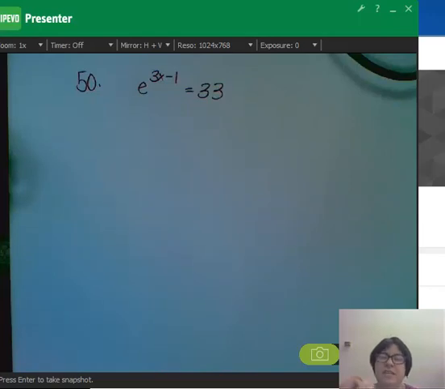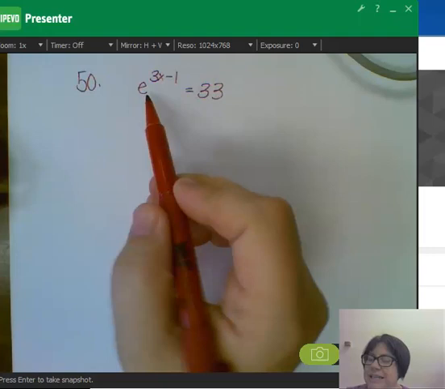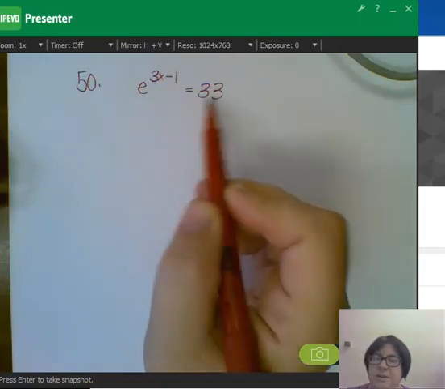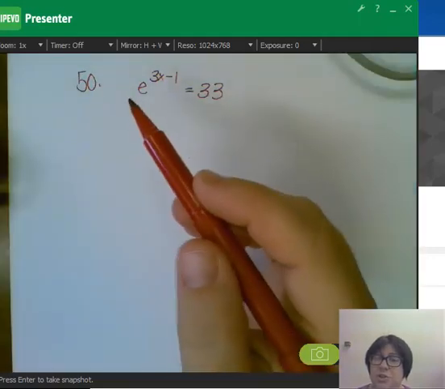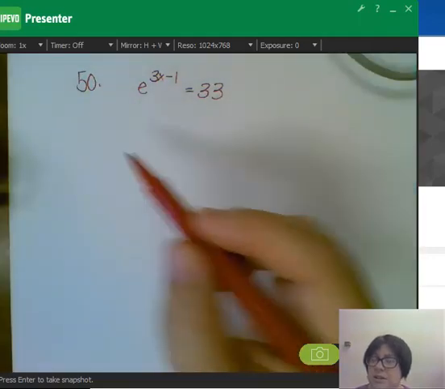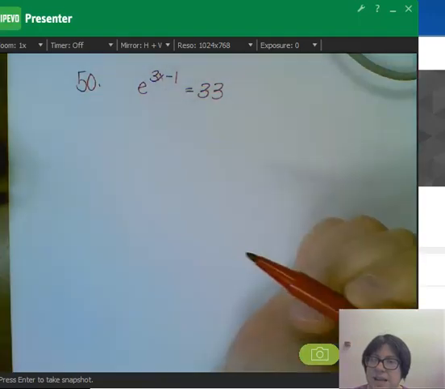Right, I'm going to do number 50 on the semester review. So e to the 3x minus 1 equals 33. First thing you see is that you realize you should at some point use a log. The reason that you know that is because there's an x in the exponent.